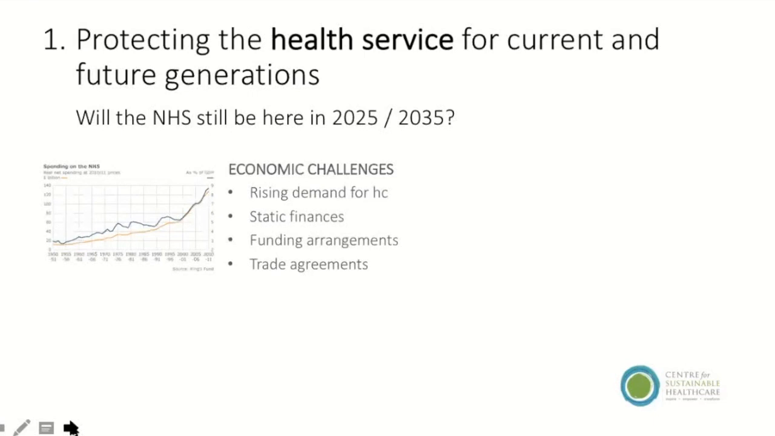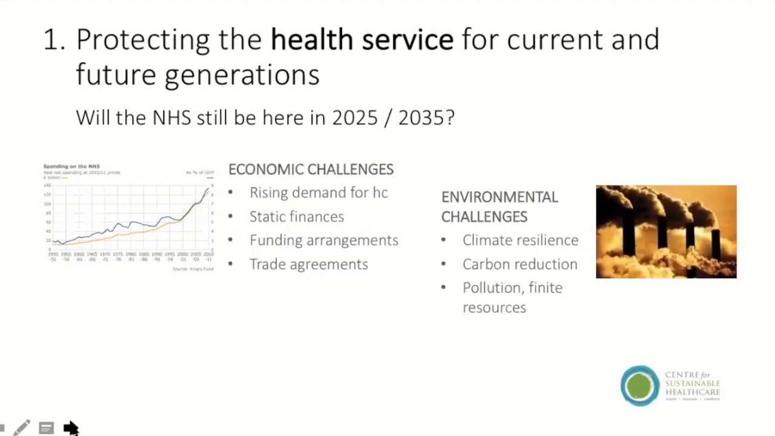so that the increase in the available money doesn't match the rising demand. So we need to find more efficient ways of doing things there. There are also impacts from different types of funding arrangements, international trade agreements and things on the economics of providing healthcare in the future. And I'm sure there are many other challenges in each domain that you could mention, but just to highlight a few.